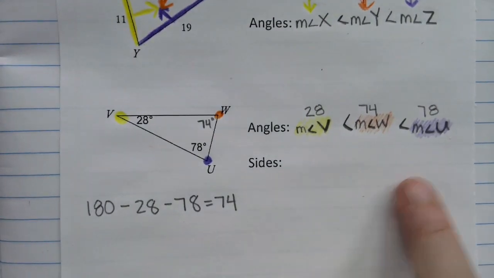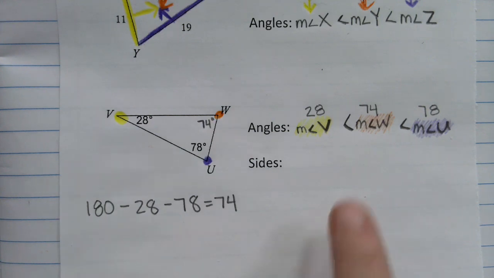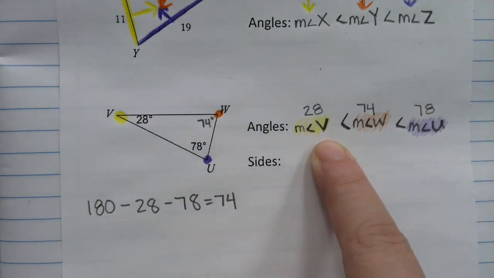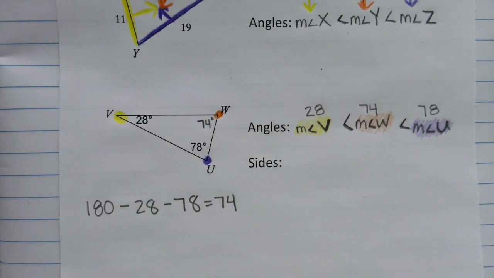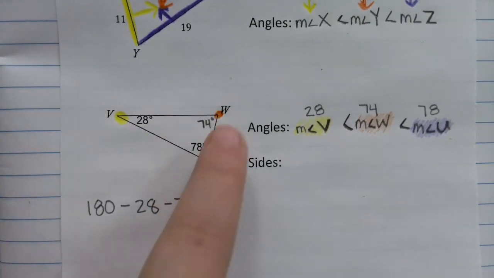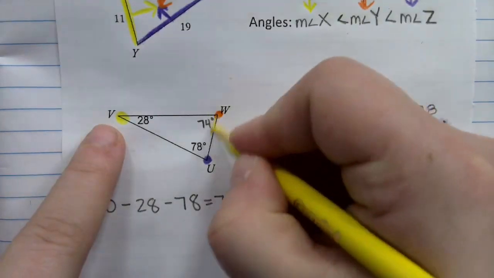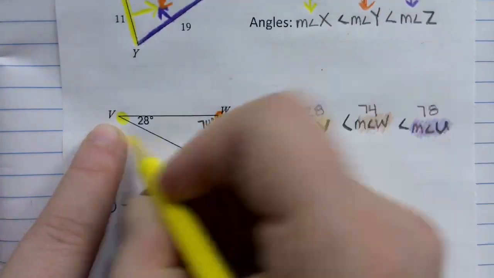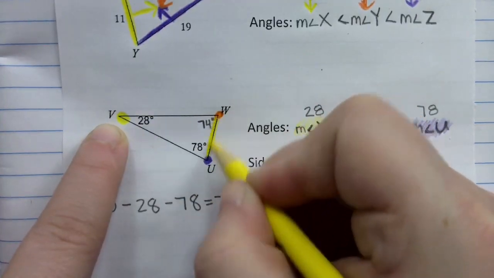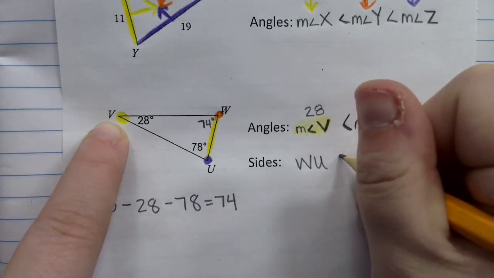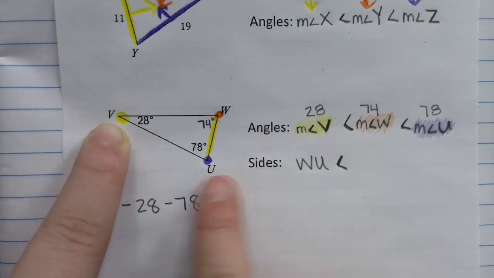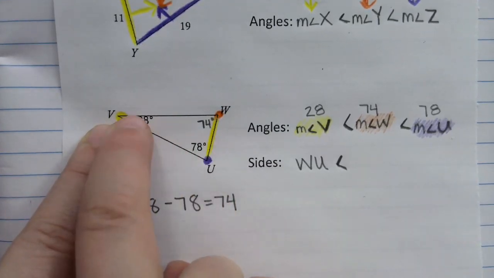All right, so now for the sides, to go from least to greatest, I want to go opposite of these angles. So opposite of angle V. One part of being opposite is that it's not connected to the angle. It has to go across. So which side is not connected to angle V? VW, VU, or WU? Good, WU. So I'm going to color code that with whatever color you did with that vertex, with that V, and then this would be our opposite. So WU. So we look opposite, we're looking at the one not connected to it.